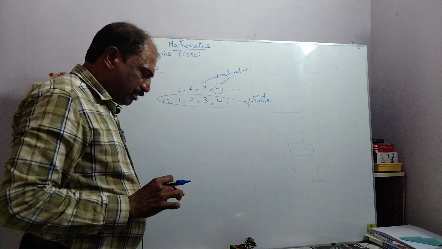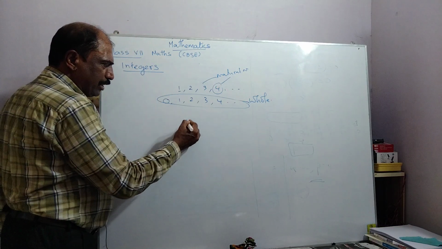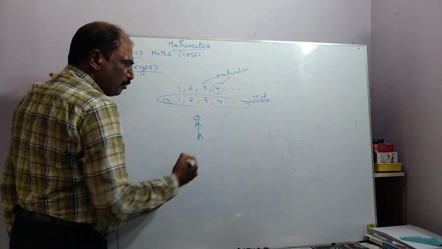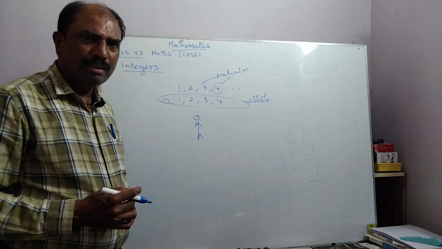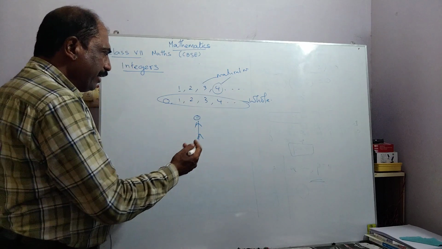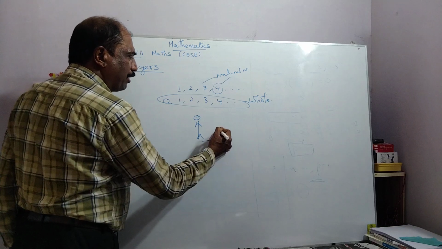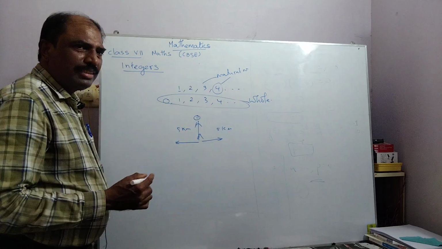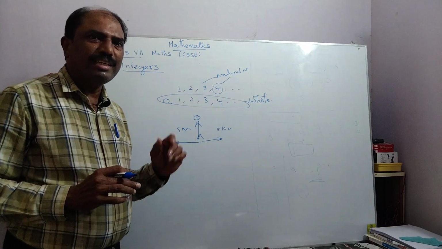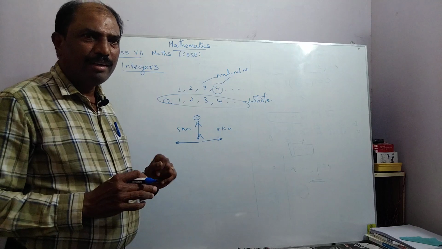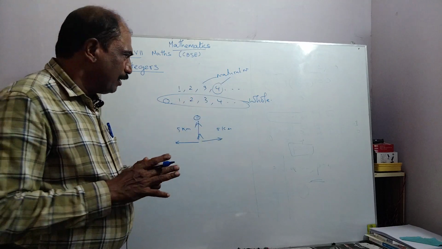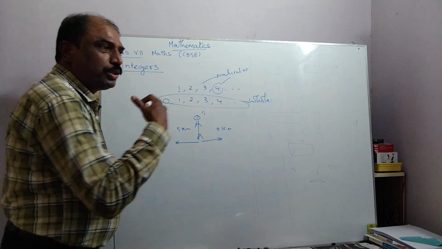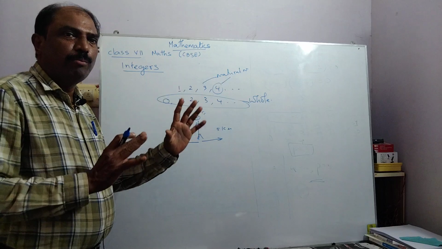Then there was yet another case. Suppose a person is standing in a particular place, and you ask him to walk 5 kilometers. Will he walk 5 kilometers in this direction or in this direction? There is a confusion. So the command is incomplete. Walk 5 kilometers, but which direction? That is very, very important. So he gets confused here. Then there was a need to say in which direction that number should be taken.